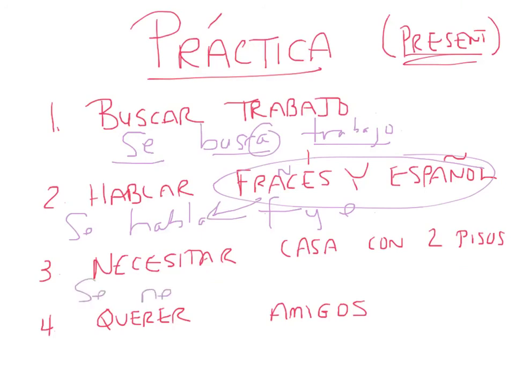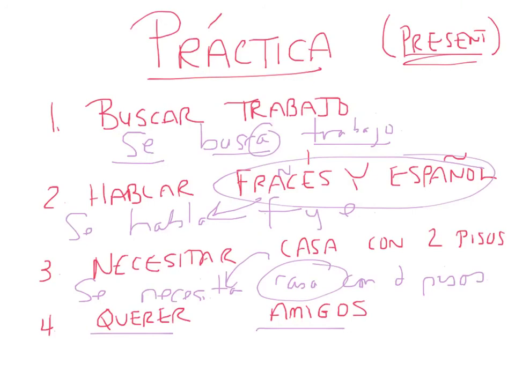Se necesita casa con dos pisos. Need a house with two floors. Casa singular, verb is singular. Oh, this poor guy. Worse than the kid looking for a girlfriend with a car. Friends are wanted. Got no friends. Se quieren amigos. Amigos is plural, so my verb is going to be plural.